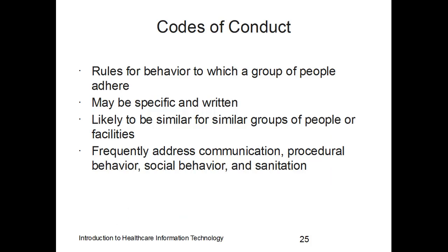All right, now we'll talk about codes of conduct. These are rules for behavior to which a group of people adhere. And these may be very specific and written down. And this is likely to be similar for similar groups of people or similar facilities. So a pediatric hospital in, say, Florida should have roughly the same kinds of conduct that a pediatric hospital in Hawaii or Alaska or California should have, because you're dealing with the same kinds of patients, the same kinds of procedures, and the same general scope of work. And codes of conduct will frequently address proper communication, procedural behavior, social behavior, and also sanitation.